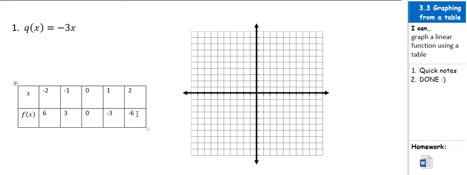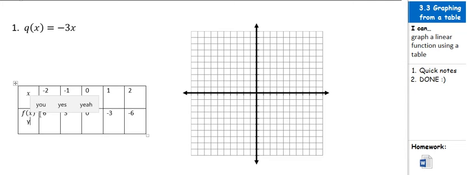Now that we've plugged those values in, remember f of x just means y. That's all this is. It's just saying, hey, by the way, y. So if I have my x and my y values, I can put those points onto my graph and then connect those points with a straight line to make my linear function. So my first point is -2, 6.